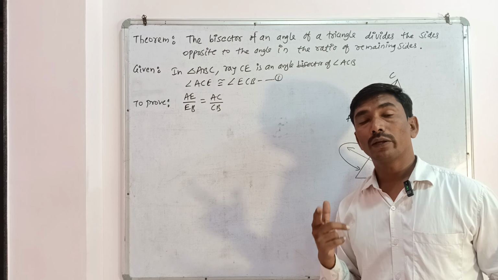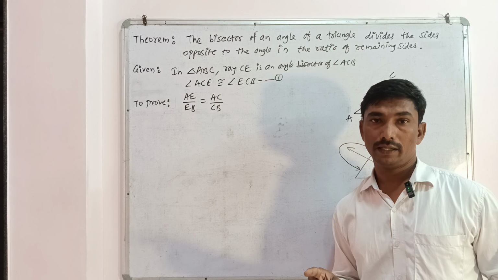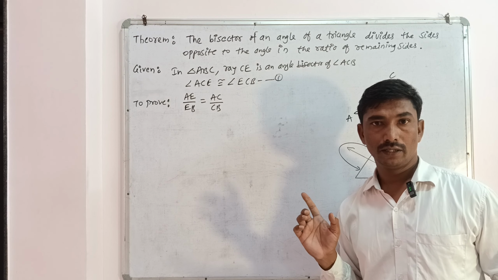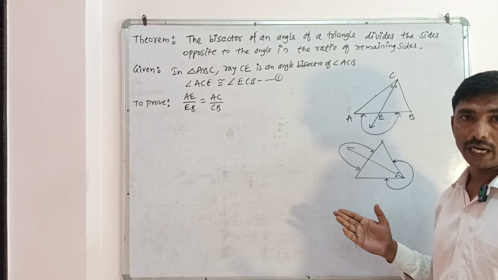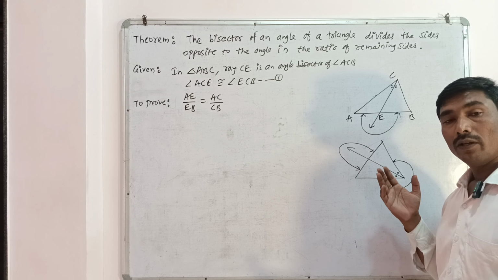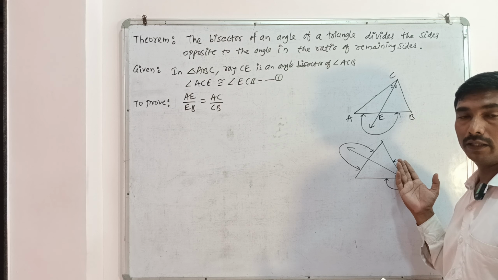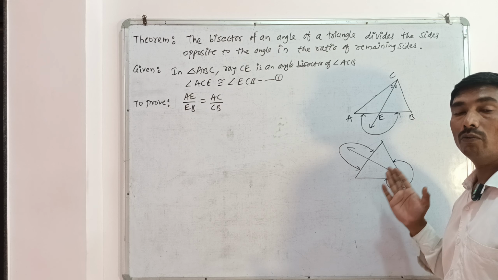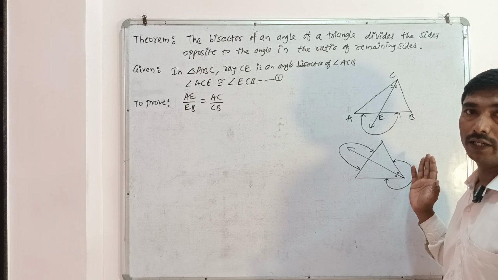And you know that we can only use BPT if there is a triangle with a line parallel to one of the sides. So in this triangle, there is no line which is parallel to one of the sides of the triangle. So to be able to use this theorem, I have to draw a line parallel to one of the sides of this triangle.